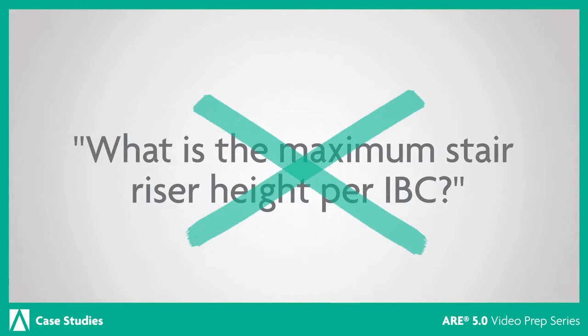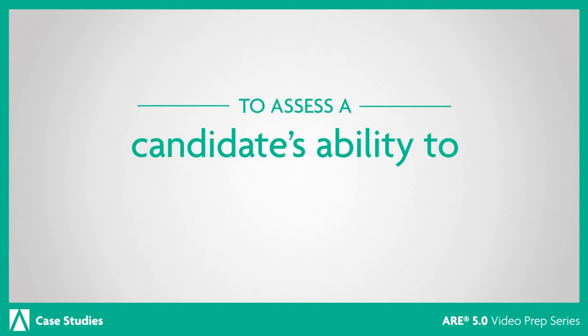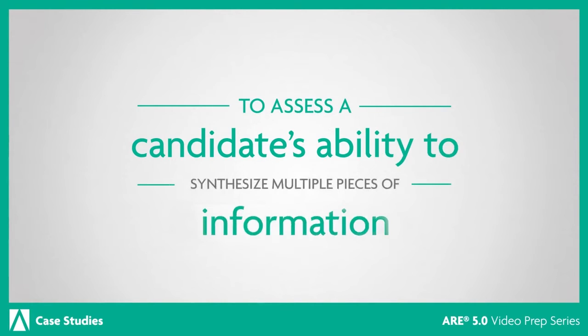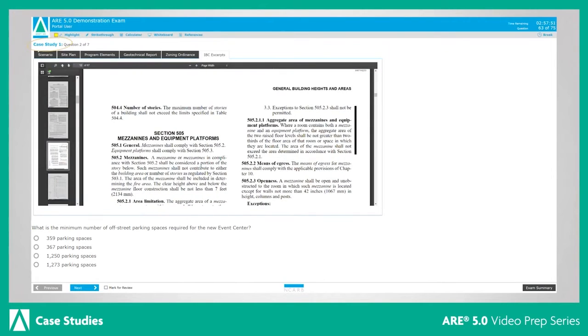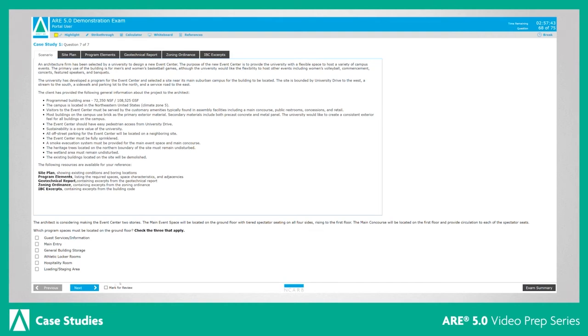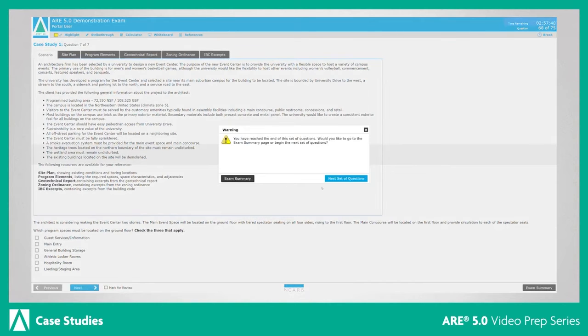The purpose of case studies is to assess a candidate's ability to synthesize multiple pieces of information to develop the correct answer. The screen will clearly indicate when you are on a question that is part of a case study. As you complete the case study, selecting the next button will take you to the next item that is part of the case study. When you reach the end of a case study, you will be notified that you have reached the end of the questions associated with that case study. Case studies are located at the end of each exam, but you can navigate to a case study at any point using the exam summary screen.